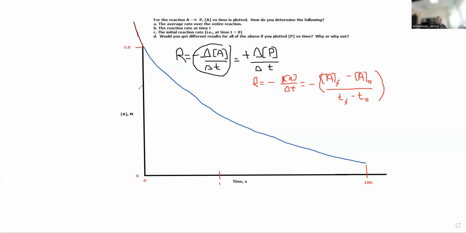If you were to plot P versus time, you would get a plot that did something like this. And if you were to graph P versus time, you would get whatever number you got here, you would get the exact same value as if you did A versus time. Okay, you're going to get the exact same values.